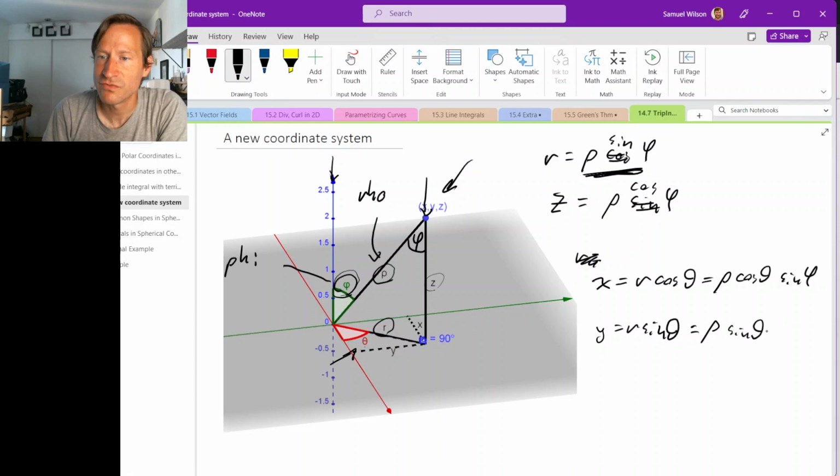Okay, so we have these three expressions that tell us x, y, and z in terms of rho, theta, and phi. This coordinate system, because if we set rho equal to a constant, we get a sphere, is called spherical coordinates.